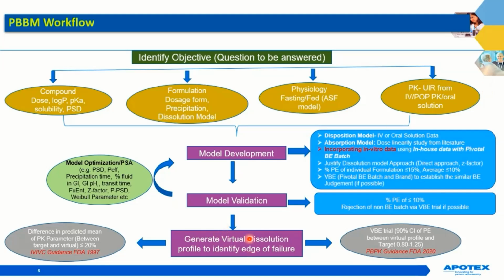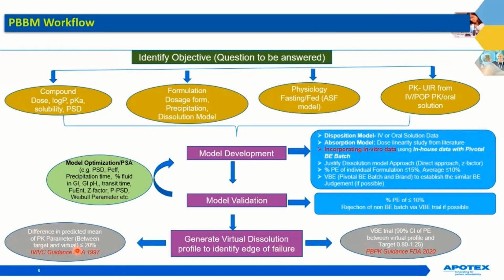In the next stage, we typically incorporate the in vitro data of the second in-house batch, which is basically a non-bio batch from the pilot study, and check if the model is able to reject the non-bio batch based on the prediction error or based on the virtual BE trial. Once the validation criteria are satisfied, we are allowed to use this model for its intended applications. Then typically we generate the virtual dissolution profile to expand the BE safe space, and the limit can be decided based on either of these two approaches.